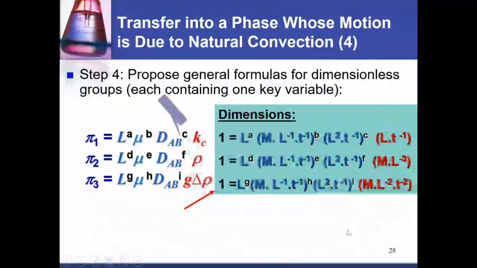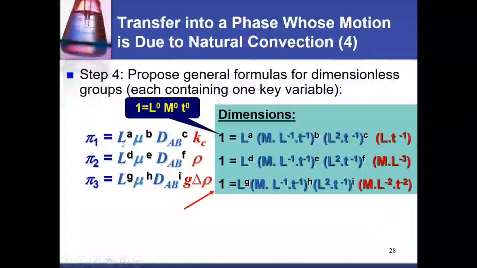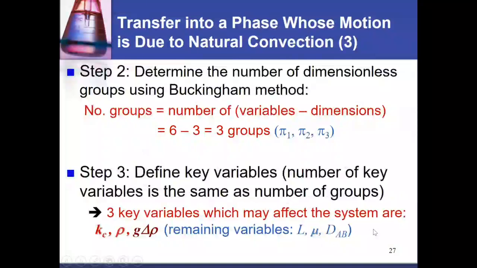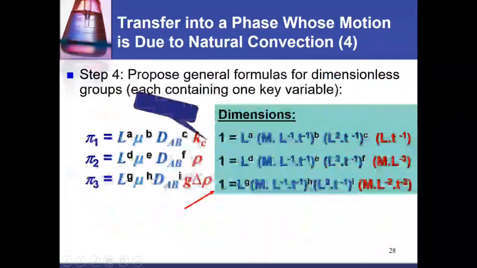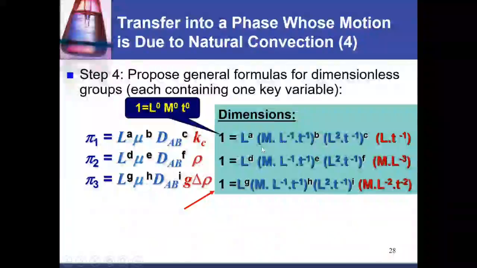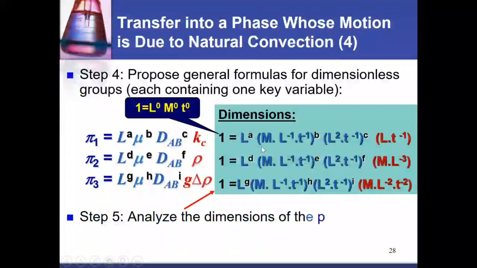We'll do a similar analysis. For the first group, we multiply the 3 non-key variables by one of the key variables, Kc, and then by another key variable, rho, and then by g times delta rho. Okay, and we analyze the dimensions.